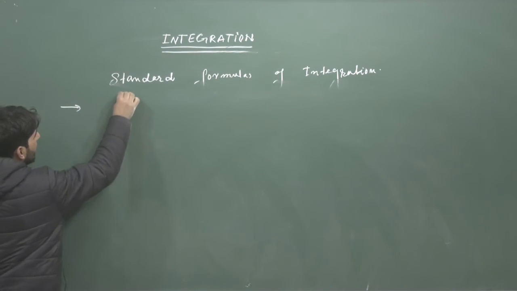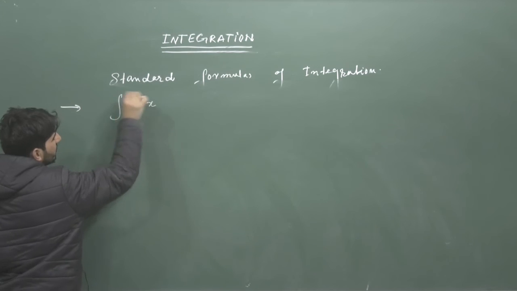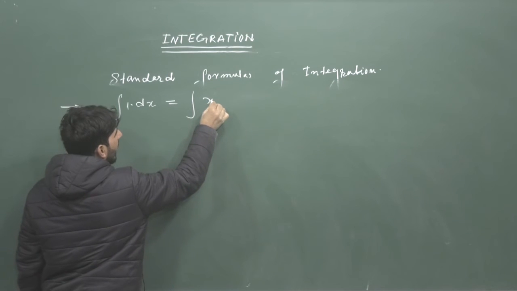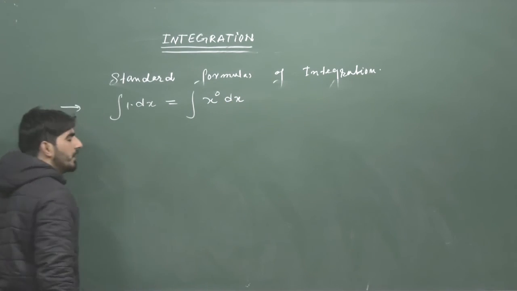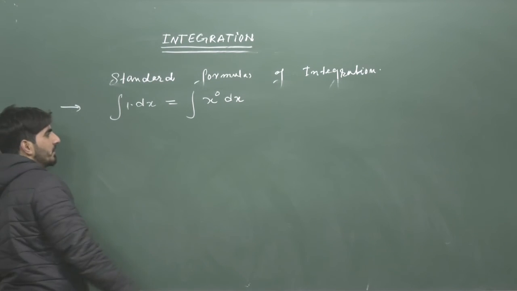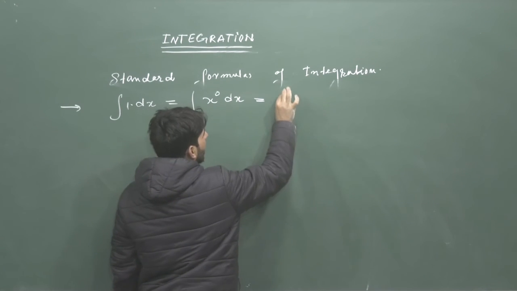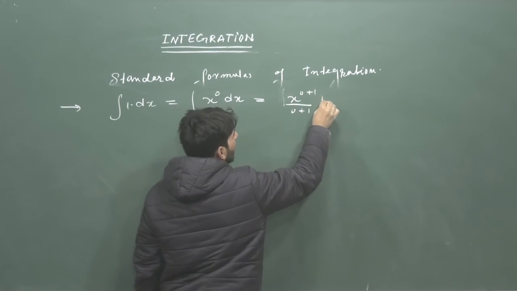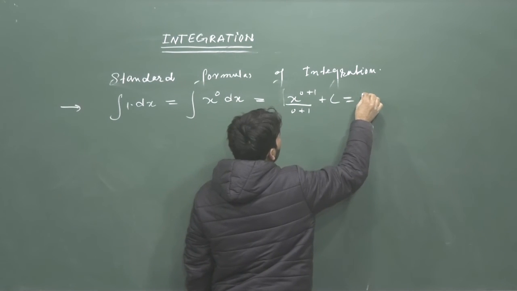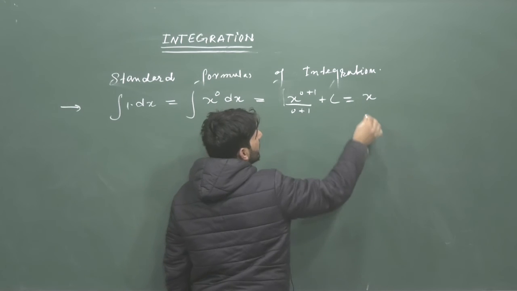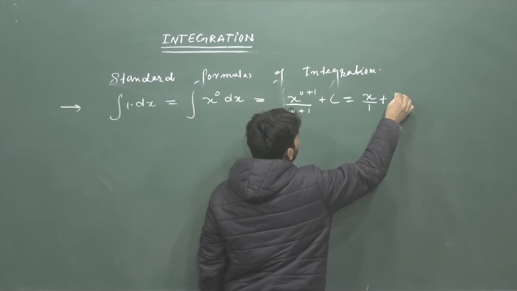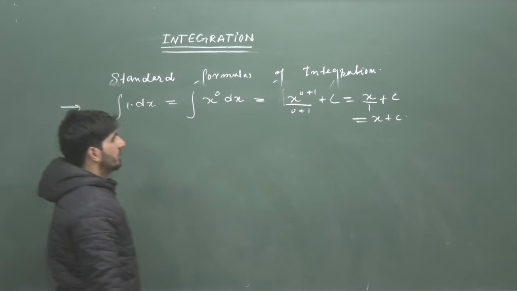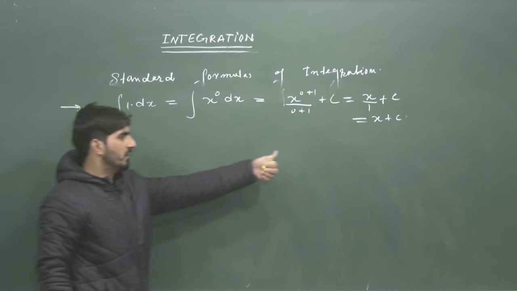Now what is integration of 1 dx? This is equal to integration of x raised to power 0 dx, because we know that x raised to power 0 is equal to 1. This is equal to x raised to power 0 plus 1 divided by 0 plus 1 plus c, which is equal to x divided by 1 plus c, which is equal to x plus c. So integration of dx is x plus c.